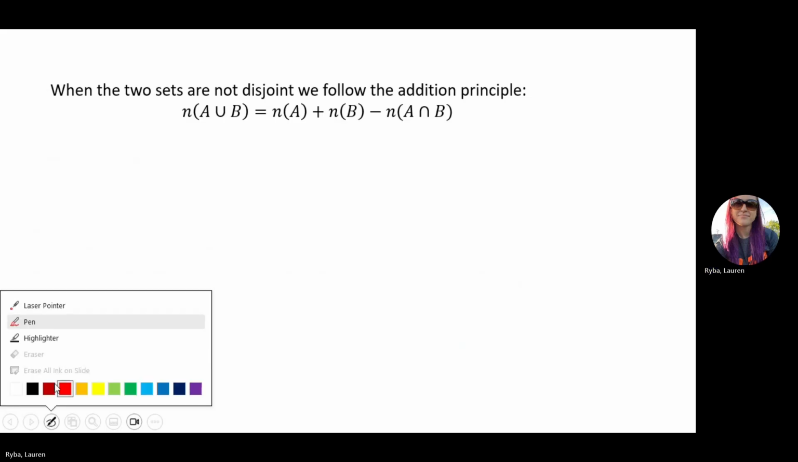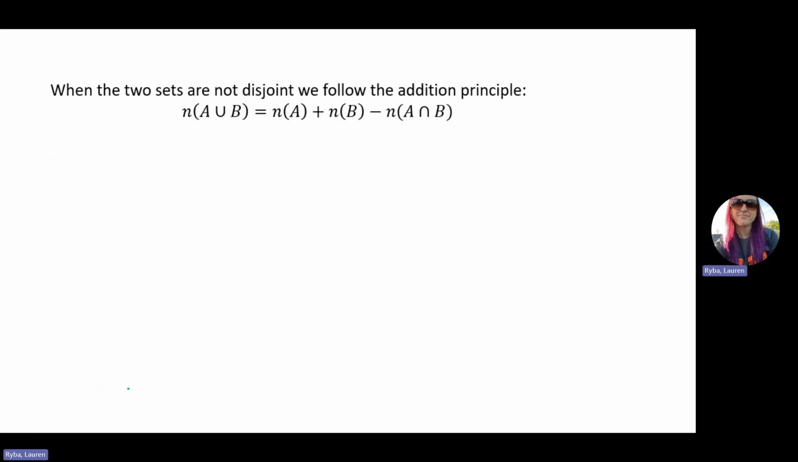Now, all the ones that we worked with had overlaps, had intersections where A and B shared something in common. So this is also called the general addition principle. It is when we do not have disjoint sets, and when we want to find the union of A or B, we take the sum of A plus the sum of B minus their overlap. And I'll explain with an example why this works this way.